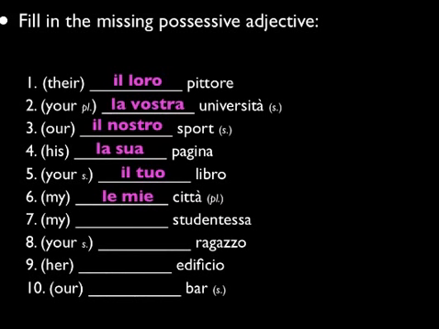Studentessa, the next one, my student. La mia studentessa. Ragazzo, your ragazzo, your boy. Il tuo ragazzo. Edificio. The next one is il suo edificio, her building. A bar, our bar. Il nostro bar. Bar, another invariable one. If it were plural, it would be i nostri bar. So these are some of the questions you can ask. If I change it to the plural, how would it change the possessive? Let's keep going with this.